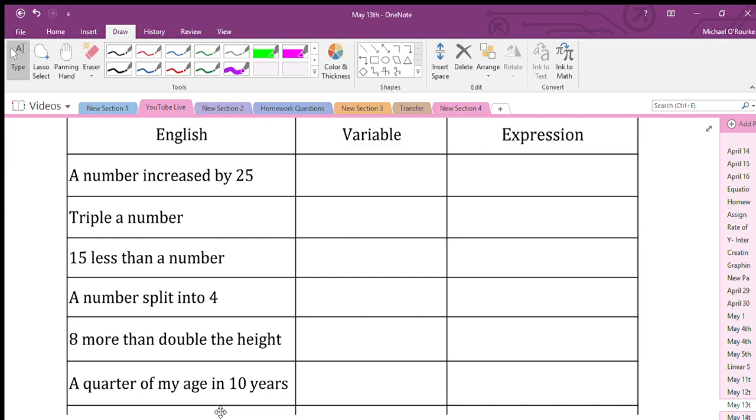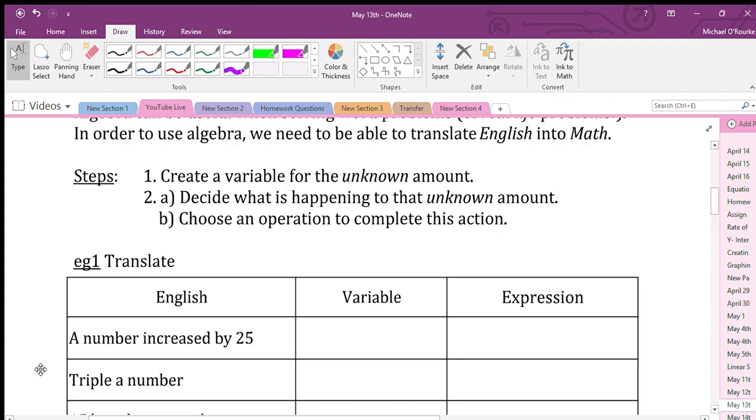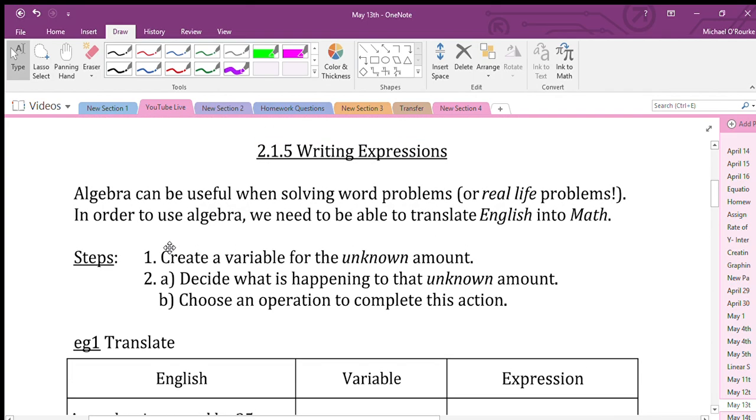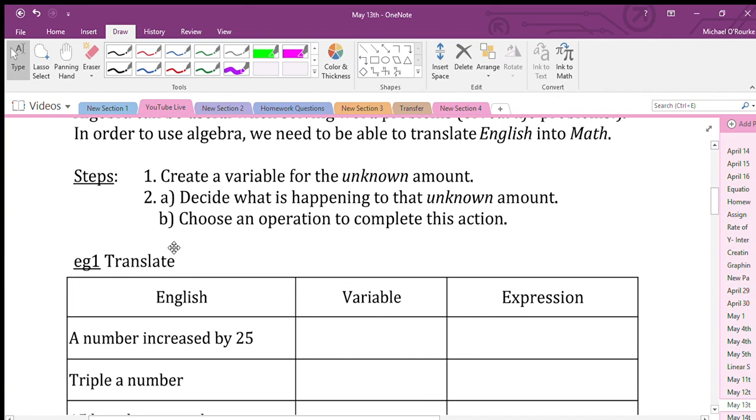So the first step to creating an expression would be to figure out what the variable for the unknown is, and give it a name or a letter that makes sense. Then decide what's happening with the unknown, and then choose the operation to complete this action.